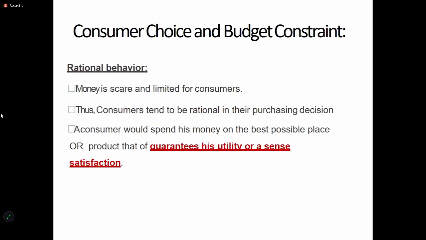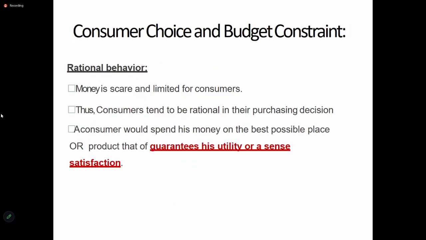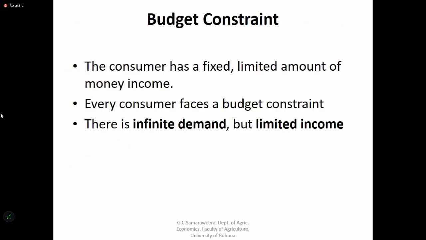Okay. So the first thing you need to consider is rational behavior and budget constraint. Then you need to consider consumer preference. See, individual preference and budget constraints. Now we'll see what the budget constraints are.